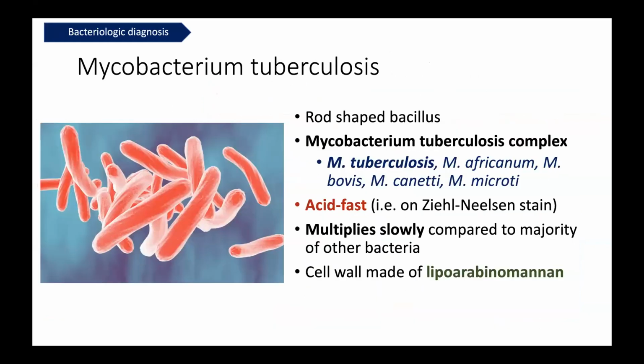Okay. So TB, we know it. It's a rod-shaped bacillus. It's acid-fast. It multiplies slowly. So that's why in terms of culture, it will take a while. Its cell wall is made of lipoarabinomannan, which is the basis of the LAM test. And we'll touch a little bit about that.